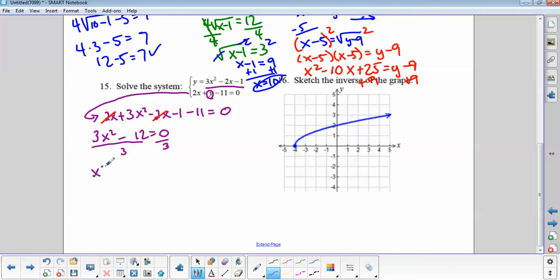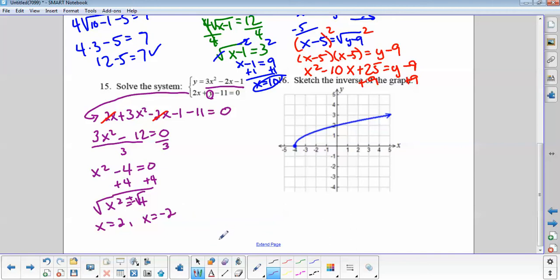and I get x squared minus 4 equals 0, which you can solve by factoring or just simply by solving for x. X squared, let's just add the 4 to both sides. So x squared equals 4, and when you solve that with a square root, remember your plus or minus. So x is going to equal 2, or x is going to equal negative 2.